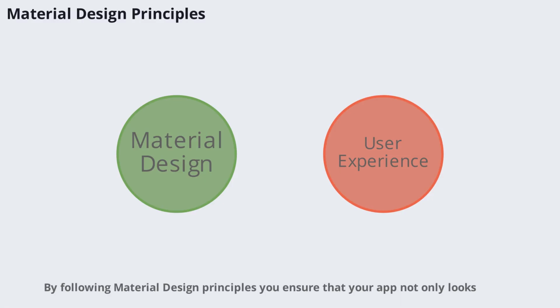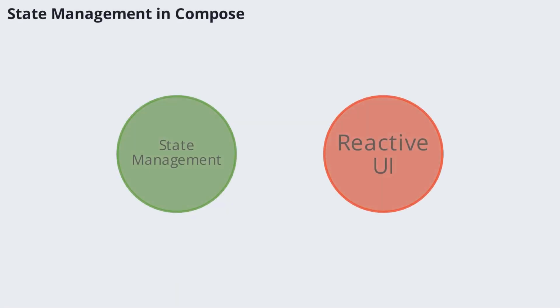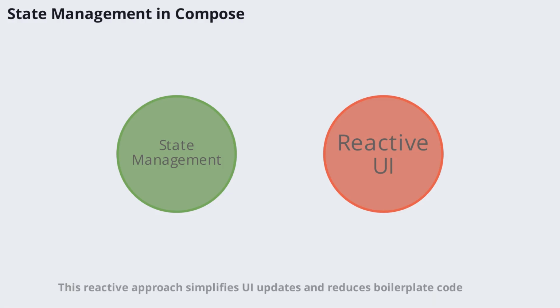By following material design principles, you ensure that your app not only looks modern but also provides a seamless user experience. The pull to refresh pattern fits naturally within this design system. State management is a fundamental concept in Jetpack Compose. By using view models and state holders, you can ensure that your UI reacts to data changes automatically. This reactive approach simplifies UI updates and reduces boilerplate code, making your app more maintainable and scalable.